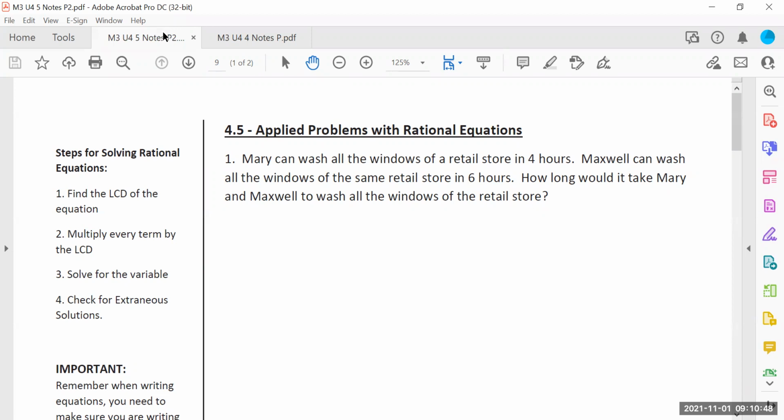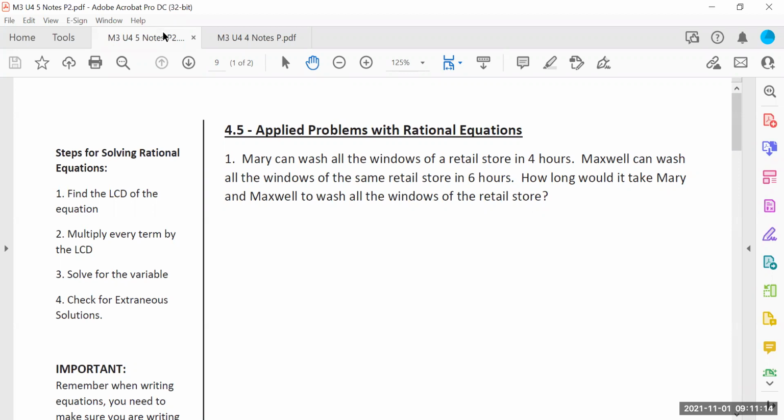So here's the trick. Mary can wash all the windows of a retail store in 4 hours. Maxwell can wash all the windows of the same retail store in 6 hours. How long would it take Mary and Maxwell to wash all the windows of the retail store together? 10 hours, right? No, that doesn't make sense. We don't want it to take longer if they're helping each other out. It should be shorter. Does that make sense?